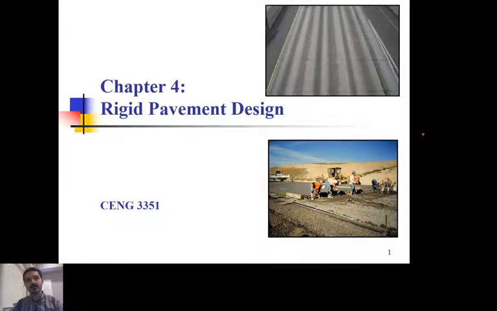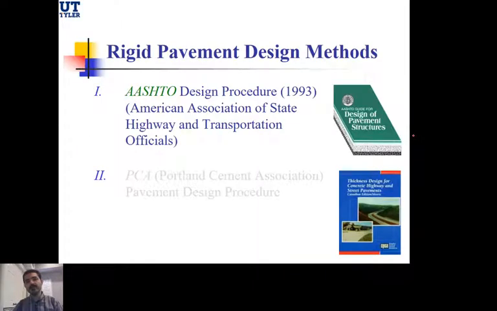Welcome to chapter 4. This is a continuation of the previous chapter, which was related to the flexible pavement design. Now we're going to start with the rigid pavement design. For the rigid pavement design, we're going to go through another similar method. It's also the AASHTO 1993, which is the American Association of State Highway and Transportation Officials.